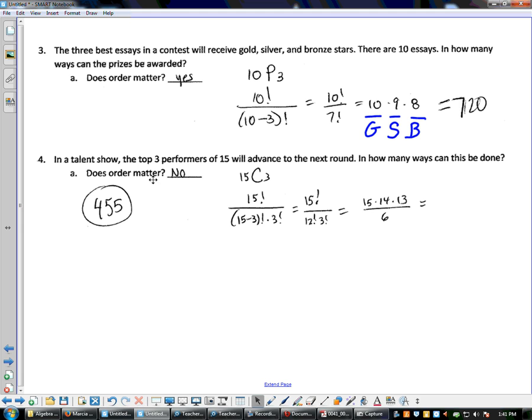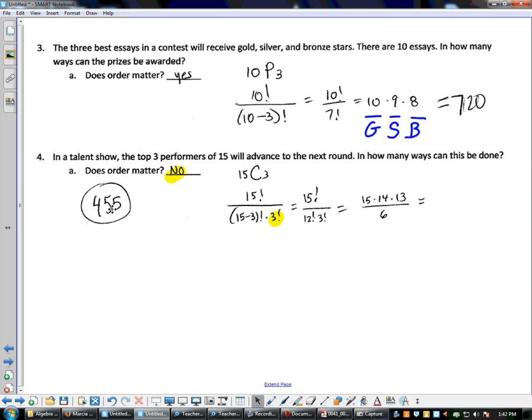How about number 4? In a talent show, the top 3 performers out of 15 will advance to the next round. In how many ways can this be done? Does order matter? No. Why does order not matter here? Because we're just taking the top 3 performers. We're not ranking them. We're not saying, oh, you were first, second, third, and so on. So it's just 15C3, which is 15 factorial over 15 minus 3 factorial times 3 factorial. Remember, if this is a no here, then we will need that extra term. All right, and so we get 15 factorial over 12 factorial times 3 factorial. That ends up being 15 times 14 times 13 over 6, which is 455.